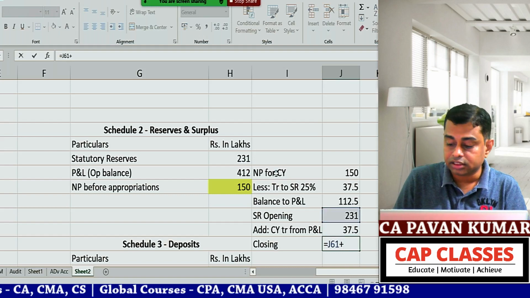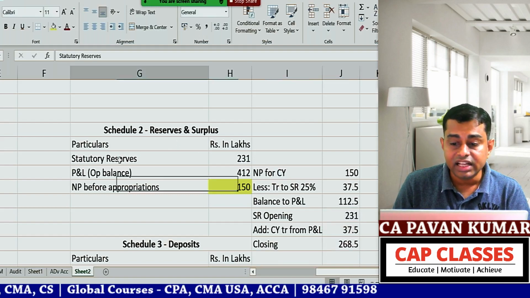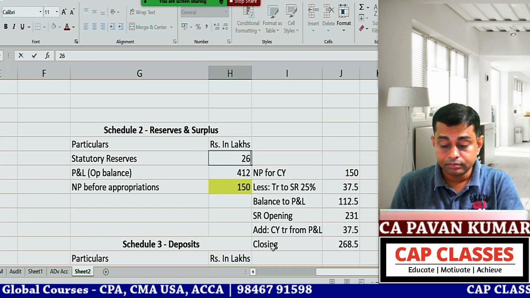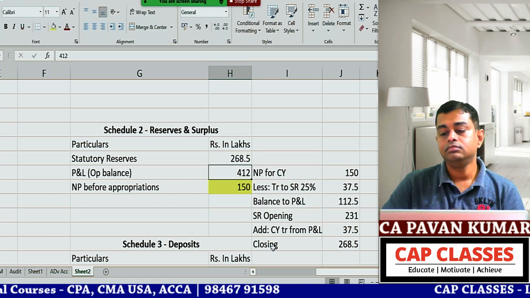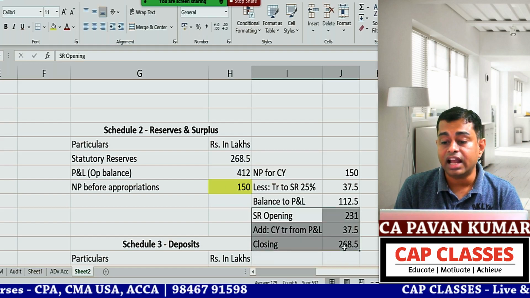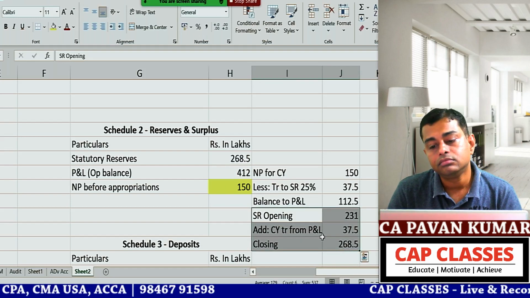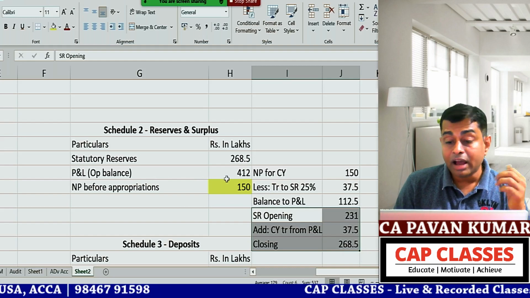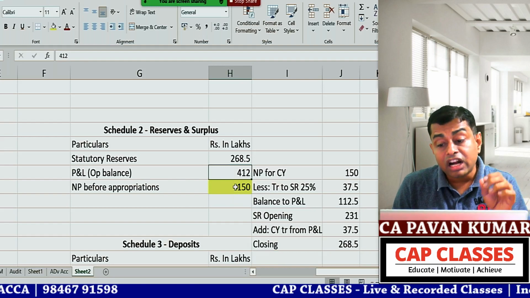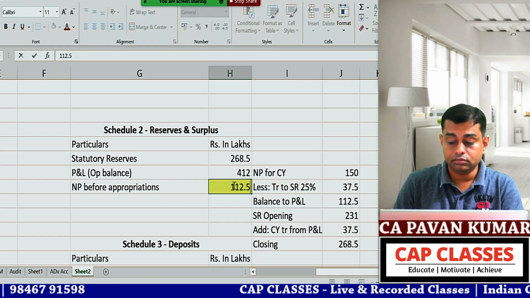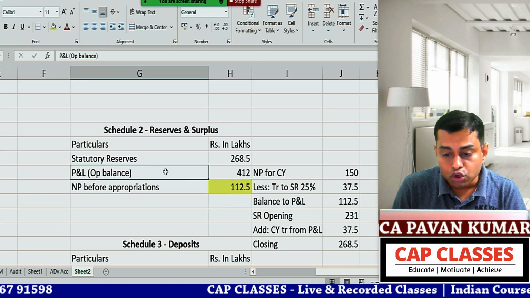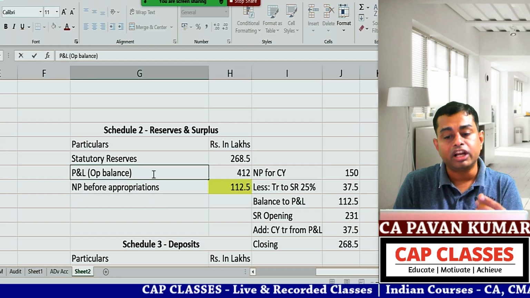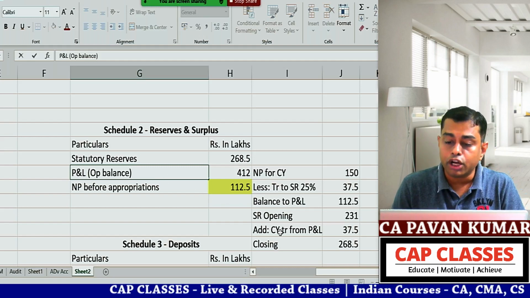This add this. So now statutory reserve 231 is there, no? We will write how much, you tell me. 268.5. Why? This is the calculation. Now P&L is there, no? Opening balance 412. Current year 112.5. You can show these two put together as one number also. Profit and loss account, in brackets you can show 412 plus 112.5, or you can write two lines here.